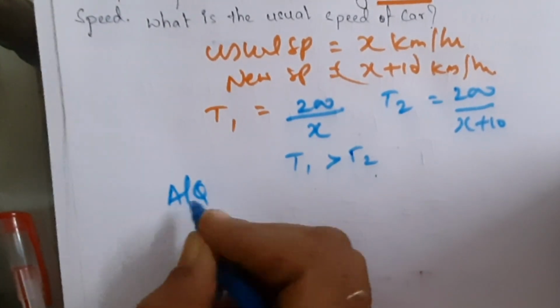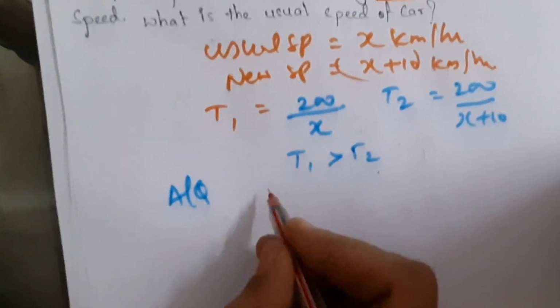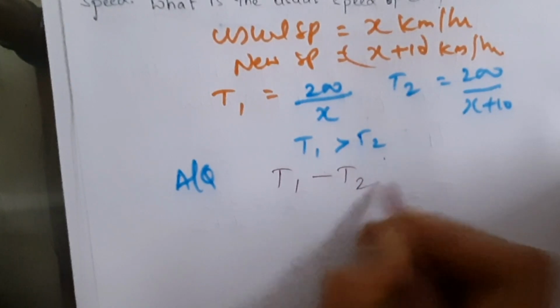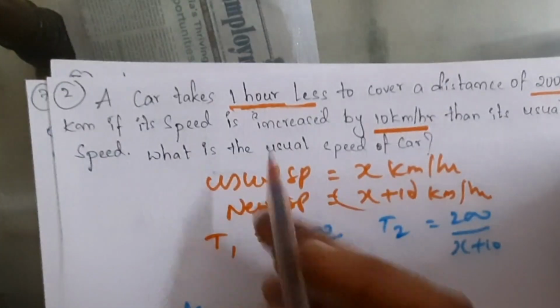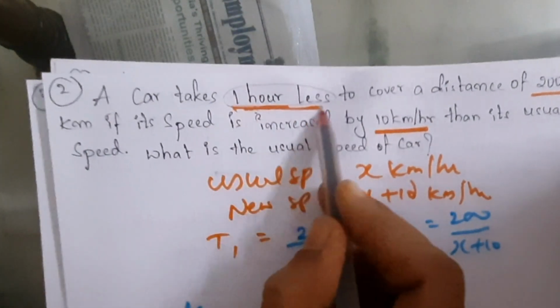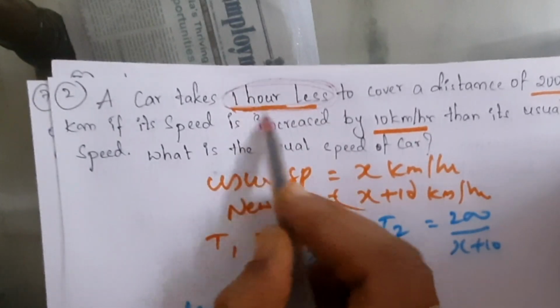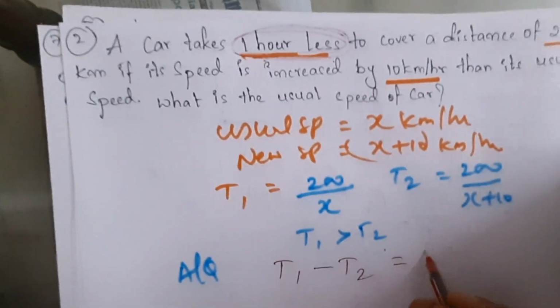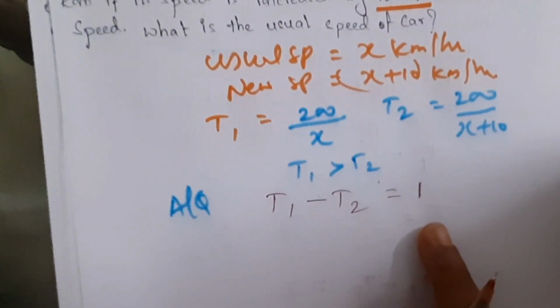Thus according to the question, if we subtract T1 minus T2, we get the time difference, and the time difference is 1 hour less. Here it will be given in the question 1 hour less or 1 hour more, 2 hour less, so that we have to take after equal. So this is a simple logic which you need to remember.